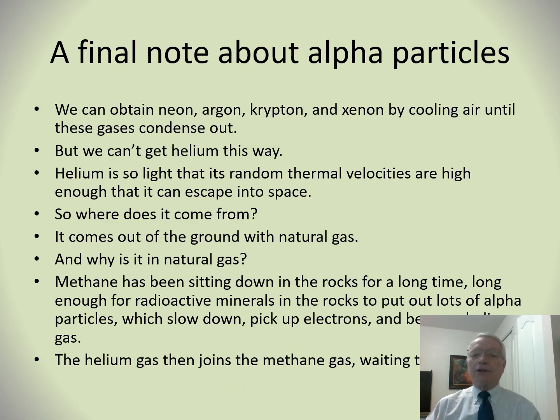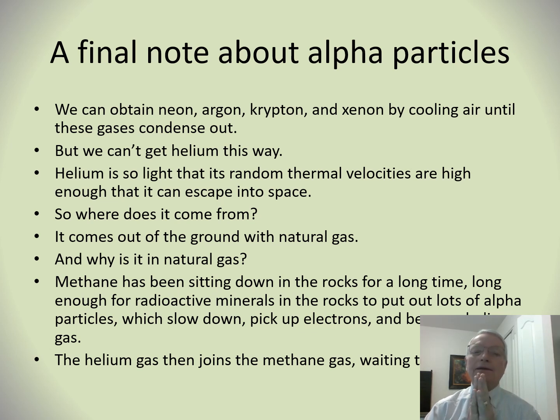Okay, here's a final note about alpha particles. We can obtain neon, argon, krypton, and xenon, those four noble gases, simply by cooling air until these gases condense out. That's done all over the country. It's done on Geneva Road around here, down at Air Liquide. But we can't get helium this way.